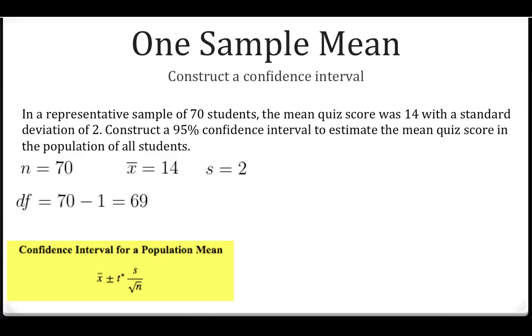Now we can go to Minitab Express to construct a t-distribution with 69 degrees of freedom to find the multipliers that will be used for a 95% confidence interval. Let's go to Minitab Express now.